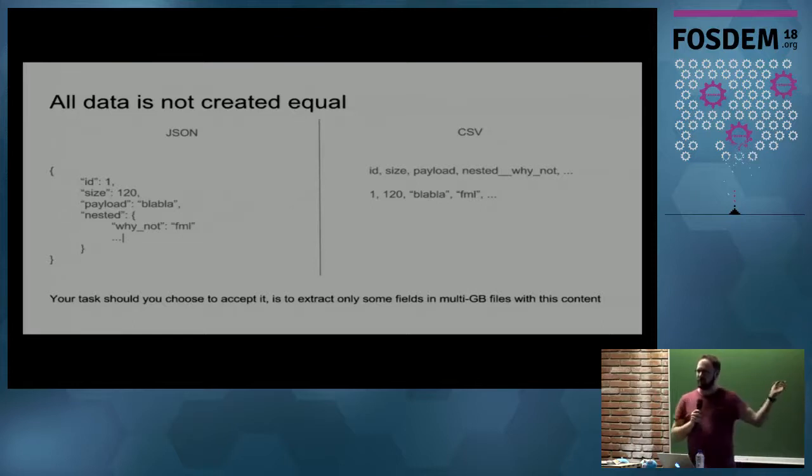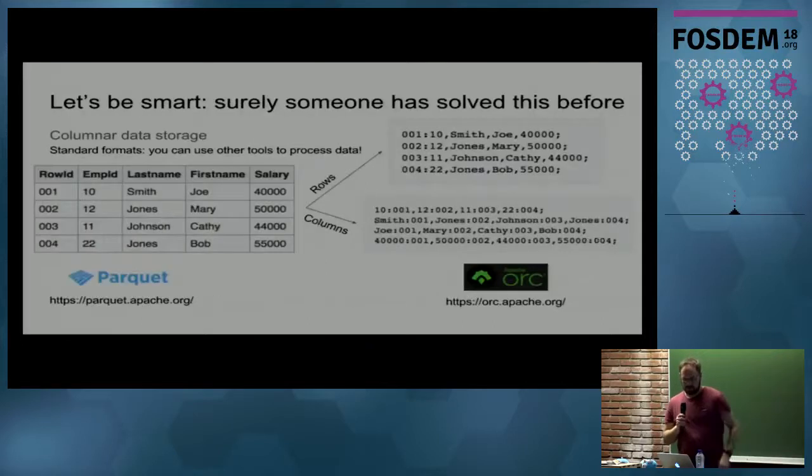Well, you start to do it, and you use encoding JSON, and it dies, or it's very slow. So then you say, well, let's be smart, and surely someone has solved this before. And people have done it. People that do big data, they have special formats to store this kind of data, and it's columnar data storage.